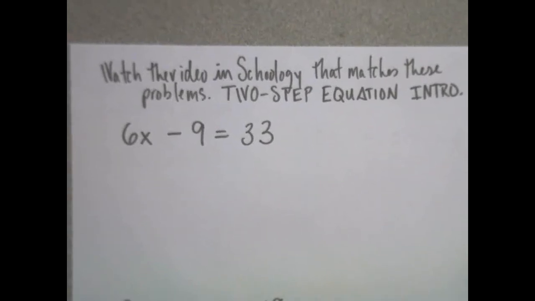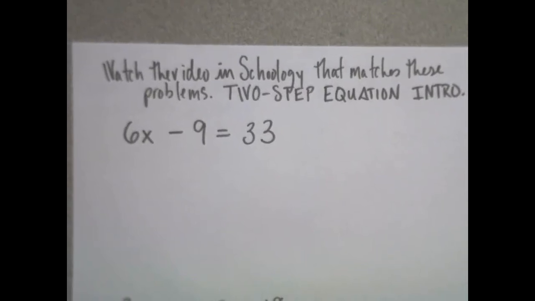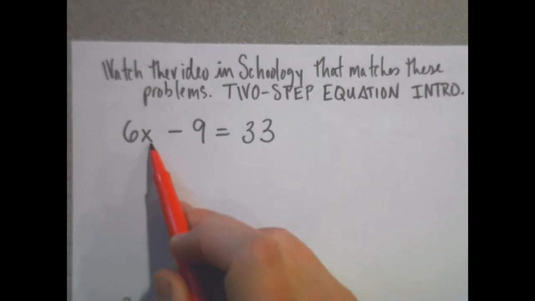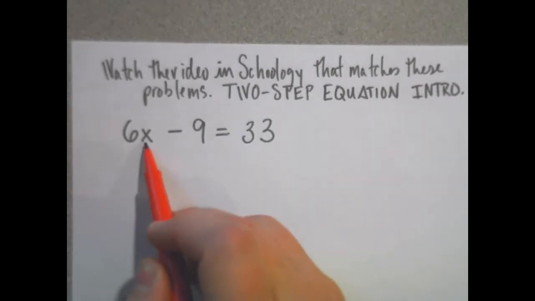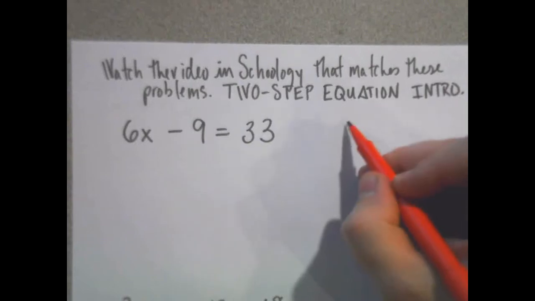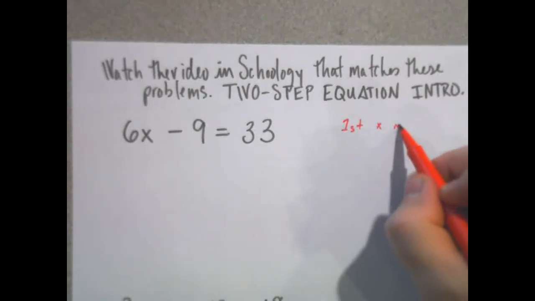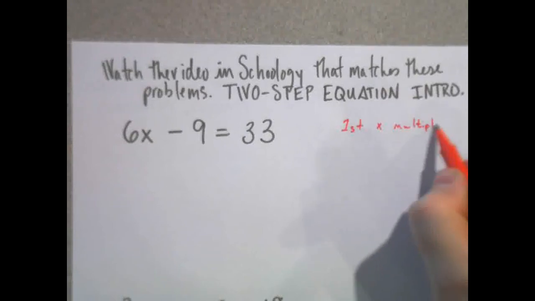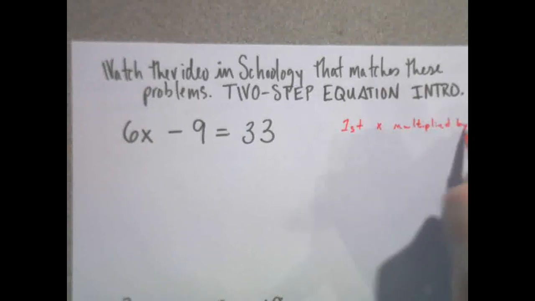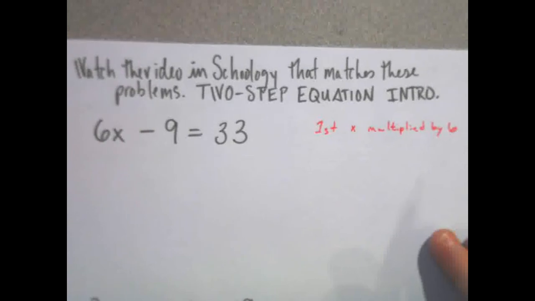Okay, we're going to talk about some two-step equations now, and we're going to use a method called backtracking. What that means is we're going to think about everything that's happening to our variable. So the first thing happening to our variable here is it's being multiplied by 6. So first, x is being multiplied by 6.